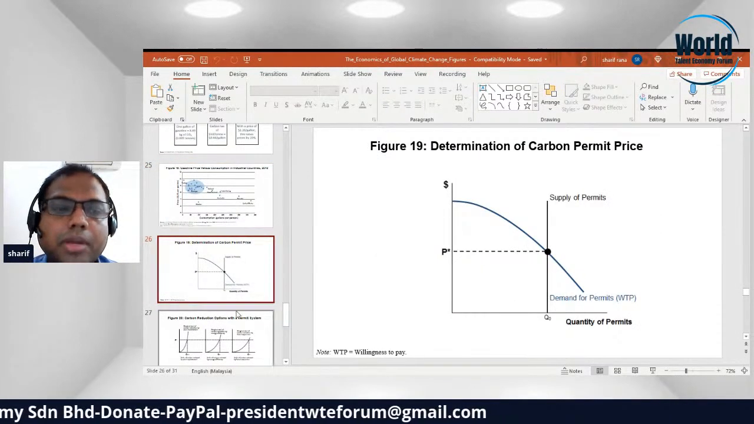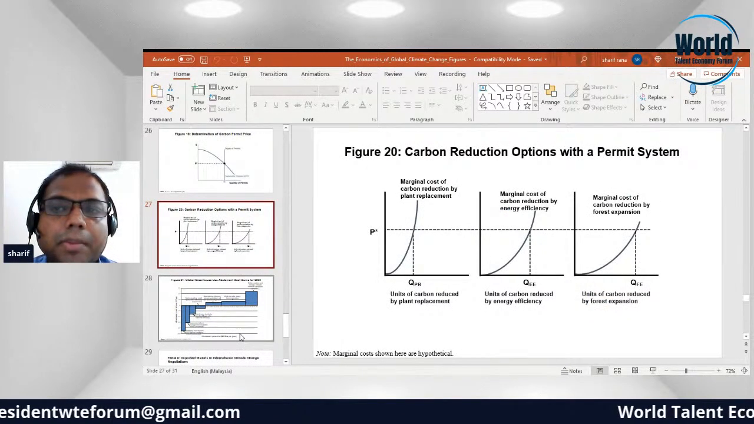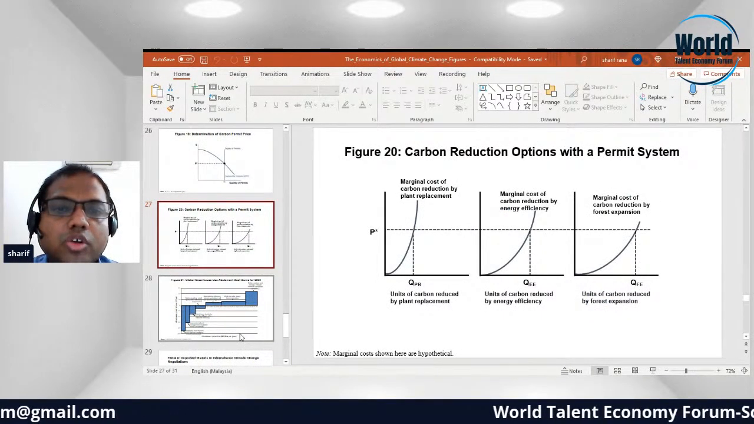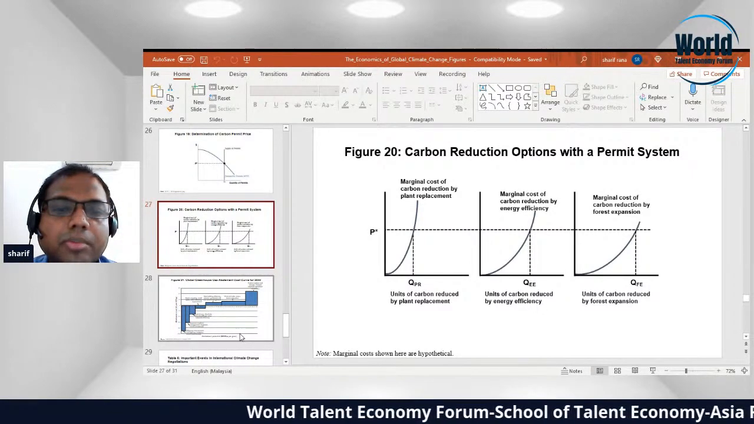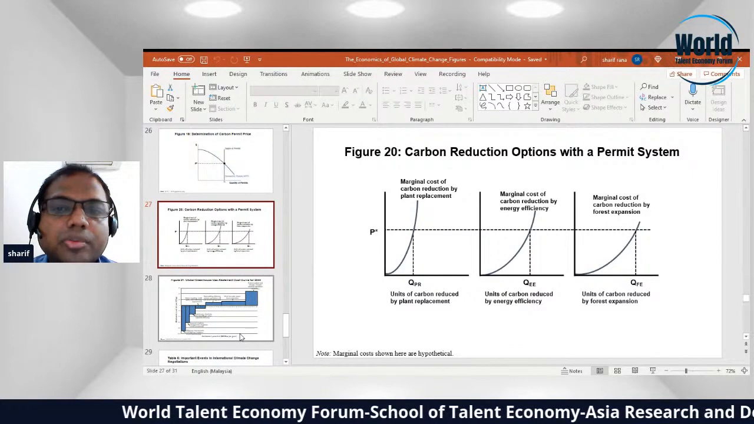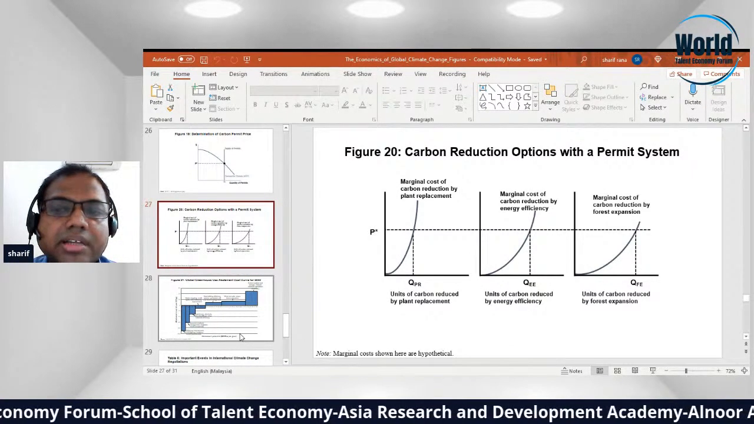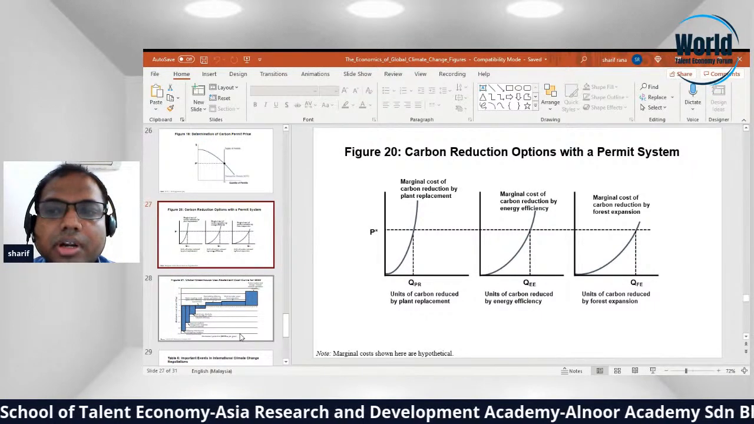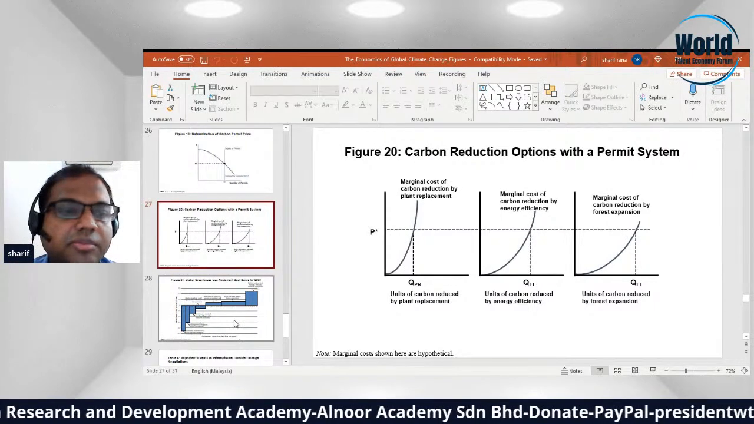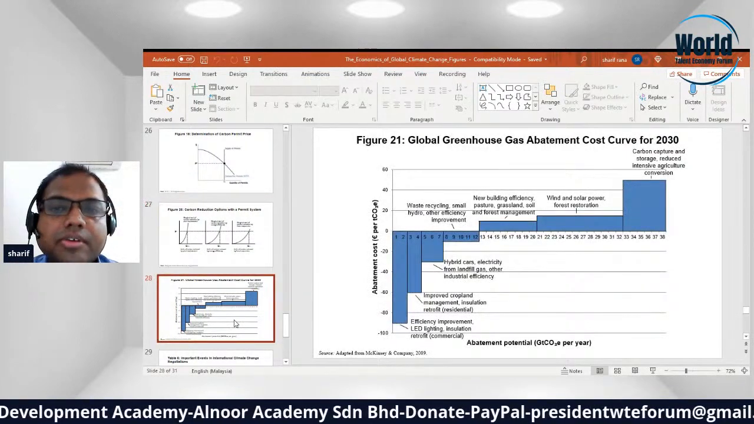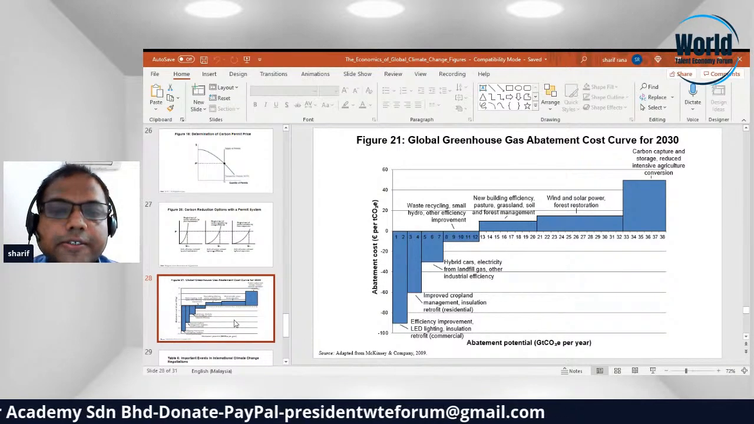Determination of the carbon permit price: carbon reduction options with a permit system, marginal cost of the carbon reduction by plant replacements, unit of the carbon reduction by plant replacements, marginal cost of carbon reduction by the energy efficiency, unit of carbon reduction by energy efficiency, marginal cost of carbon reduction by the forest expansions, unit of carbon reduction by the forest expansions. Carbon greenhouse gas abatement cost curve 2030.